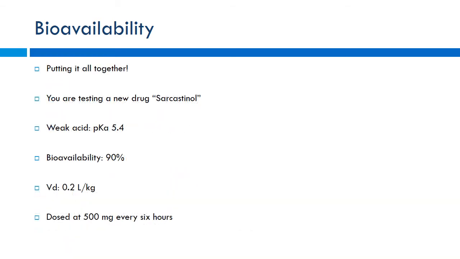Next slide. So let's put it all together. Let's say we have a new drug called sarcastanol, for patients who are excessively sarcastic. I don't know if you know anyone like that, but let's say it's a weak acid. There's a pKa of about 5.4 and a bioavailability of about 90%. Based on population averages and the studies we've done, it has a volume of distribution of roughly 0.2 liters per kilogram, and we're going to be dosing it at 500 milligrams every 6 hours.